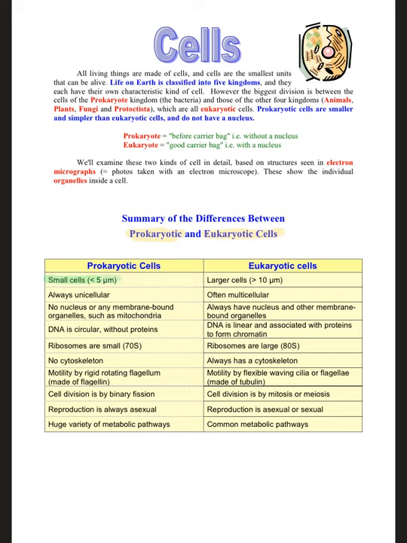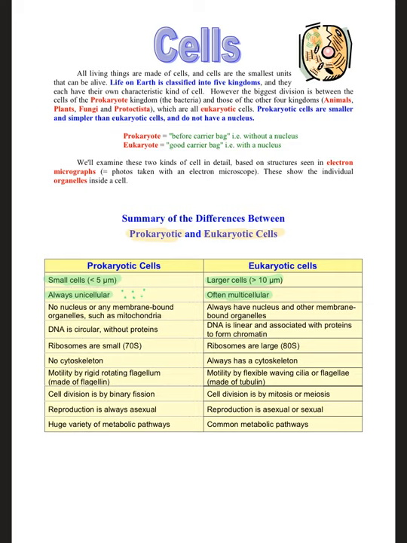One is prokaryotic cells are smaller, so generally less than 5 micrometers. Micrometers will make sense in a couple of lessons. Eukaryotic cells tend to be larger. Prokaryotic cells are almost always unicellular, so they're just made up of individuals, while eukaryotic cells can be unicellular, but a lot of times they're multicellular. So think about you as a person: you are a collection of trillions and trillions of cells. That's what we mean by multicellular.